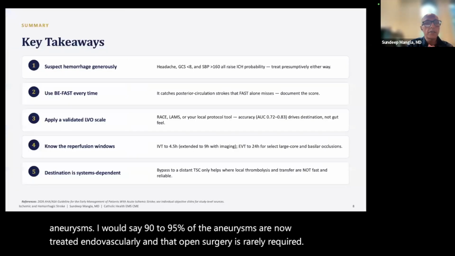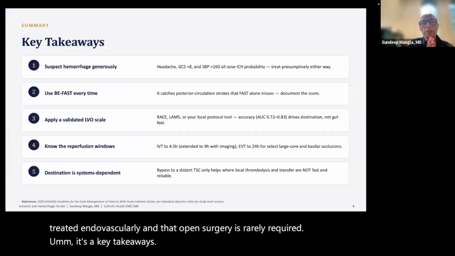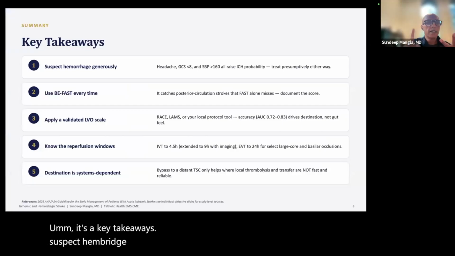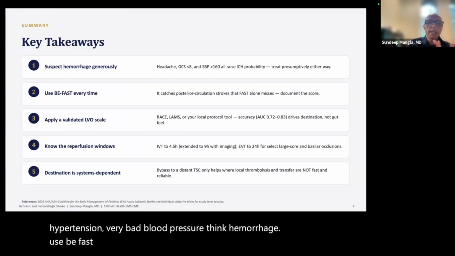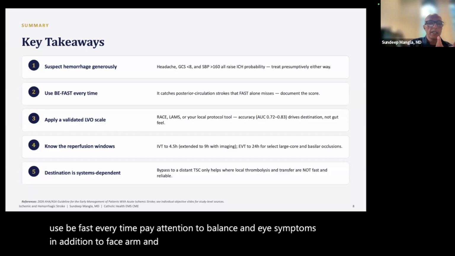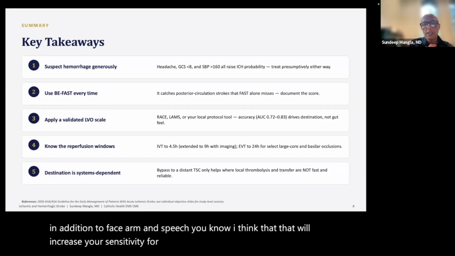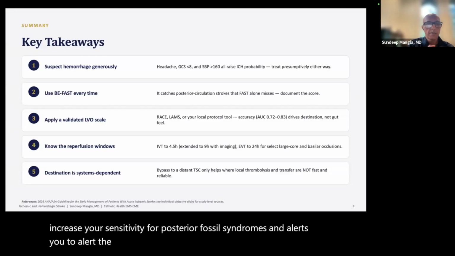So key takeaways: suspect hemorrhage generously. Headache, bad Glasgow Coma Scale, hypertension, very bad blood pressure, think hemorrhage. Use BE FAST every time. Pay attention to balance and eye symptoms in addition to face, arm, and speech. I think that will increase your sensitivity for posterior fossa syndromes and alert the EDs when you get there.